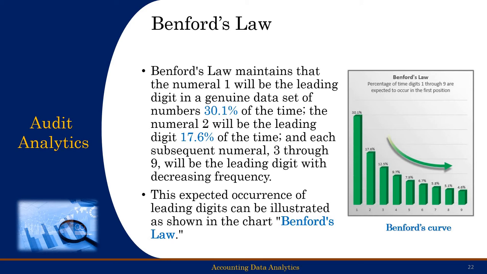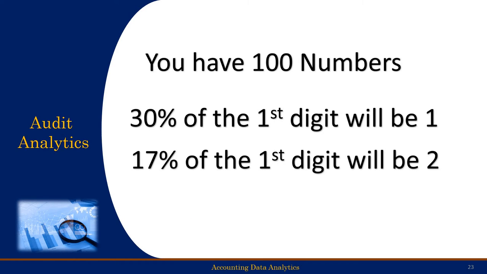Okay, so we can see that the number one as a leading digit is 30% of the times, and the number two as a leading digit is 17.6% of the times, and in this way it is going down, and number 9 is 4.6% of the times. Okay, and if you have 100 numbers randomly, you will find that 30% of the first digit will be 1 and 17% of the first digit will be 2.